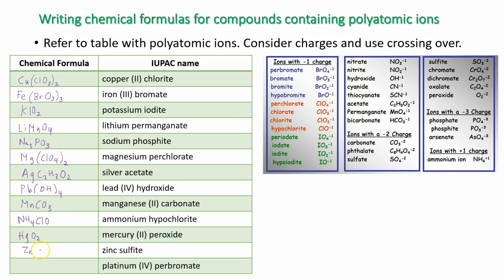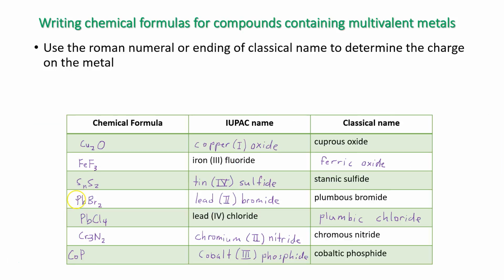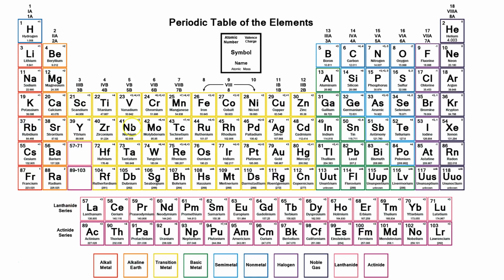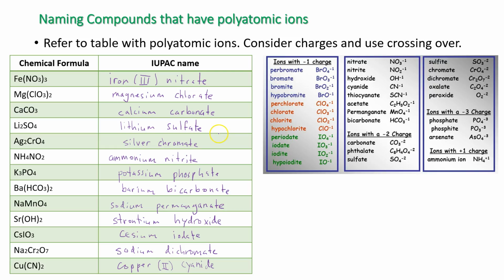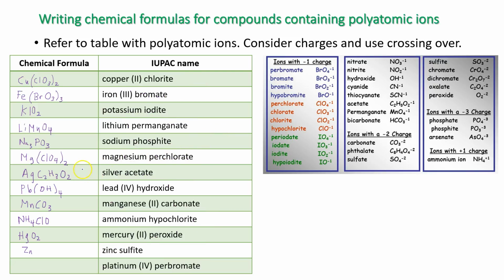Zinc sulfide. So zinc generally has, so zinc will have a charge of +2. So let's just check that. So zinc is, yes, right? So zinc is over here, can only have a charge of +2. So we would have zinc and sulfite. Sulfite has a charge of -2. Okay, so we won't need parentheses then.